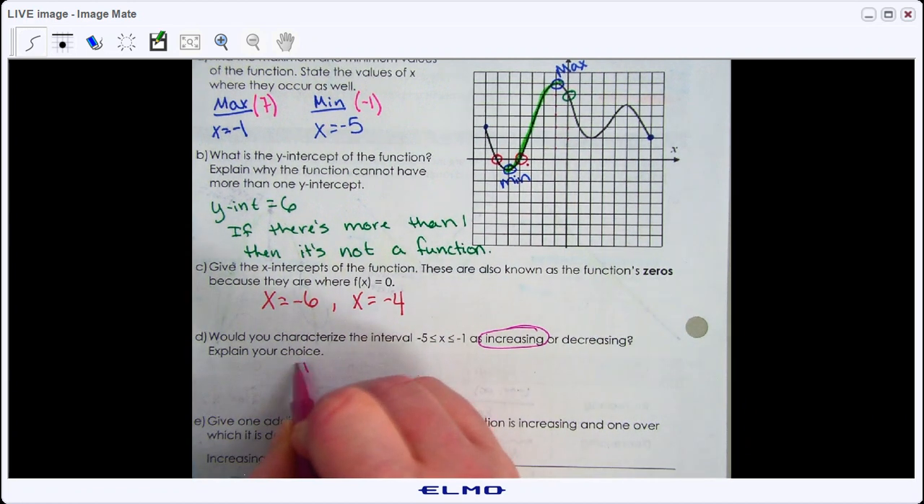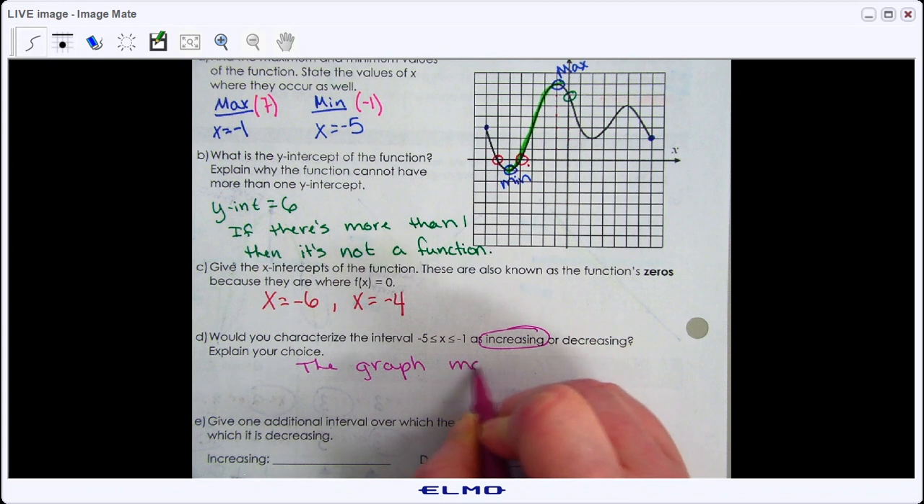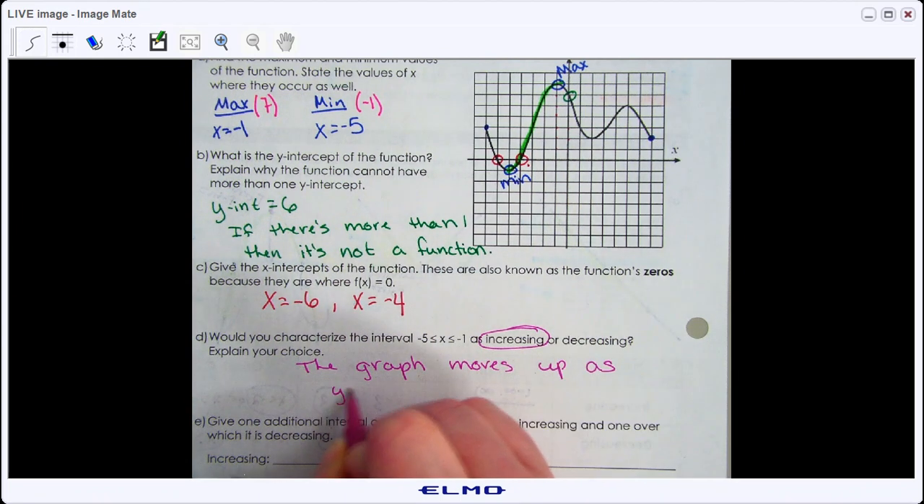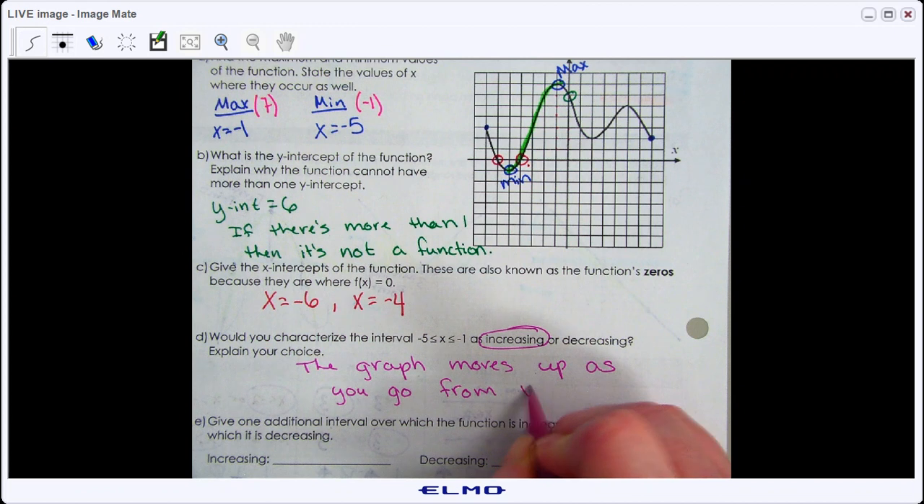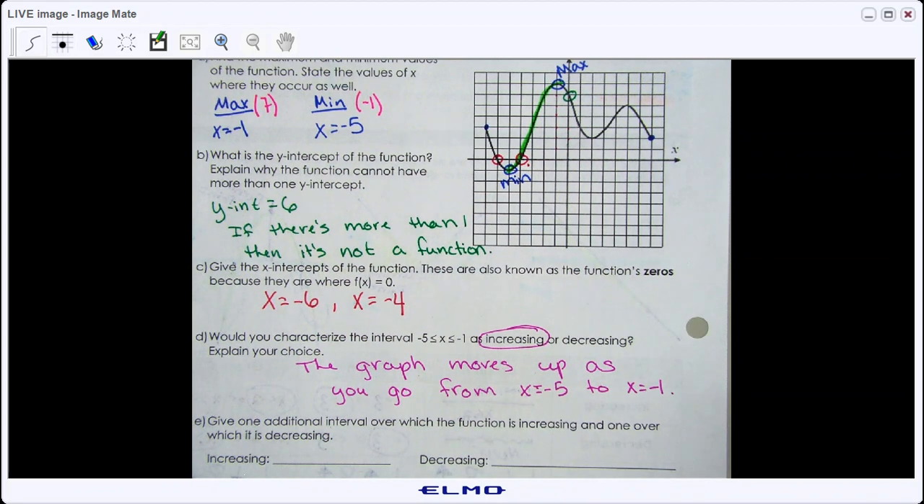Explain my choice. The graph moves up as you go from x equals -5 to x equals -1. That's how I know it's increasing. Okay, I'll give you a second to copy that down.